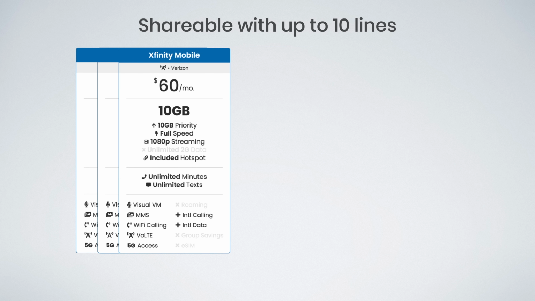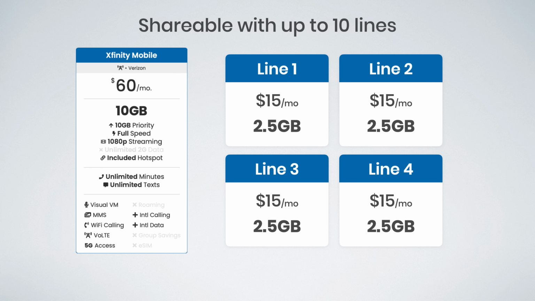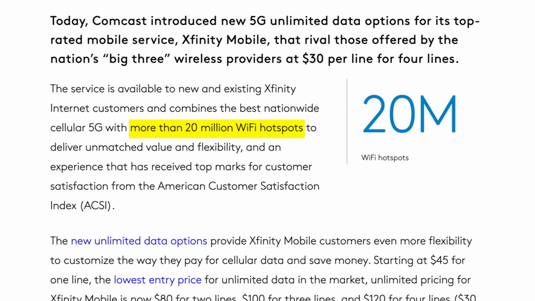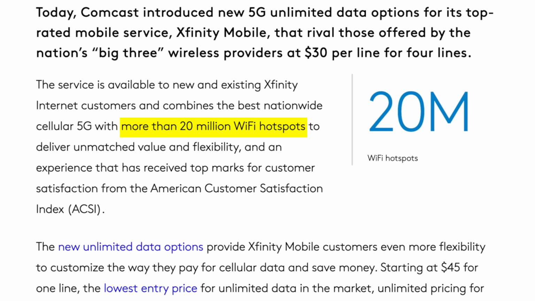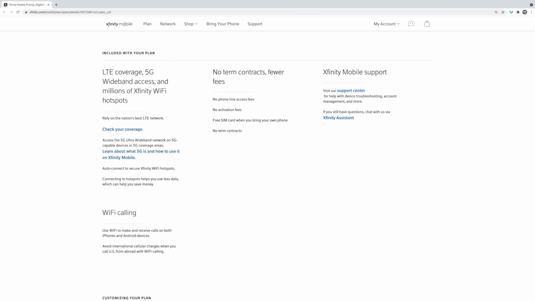This means a family of 4 can get the $60 10 gig plan, and each person will be able to use roughly 2.5 gigs, with the cost per line coming out to just $15. You also get access to Xfinity's Wi-Fi hotspots. When you connect to a hotspot, your data usage doesn't count against your shared data pool. If you're someone who's a lighter user and lives near a bunch of Xfinity Wi-Fi hotspots, I think it's totally possible to turn one of these by the gig plans into an affordable option for your family.